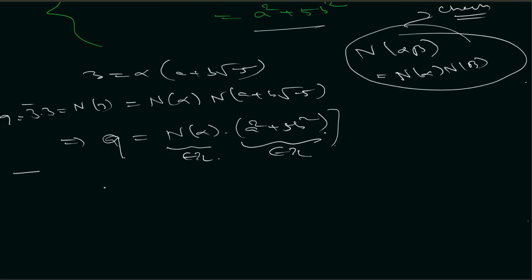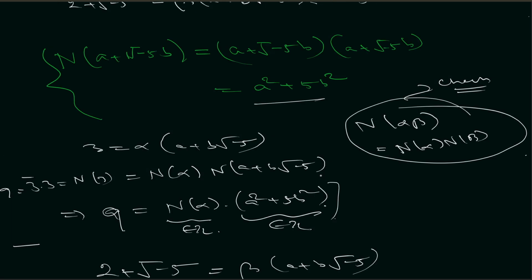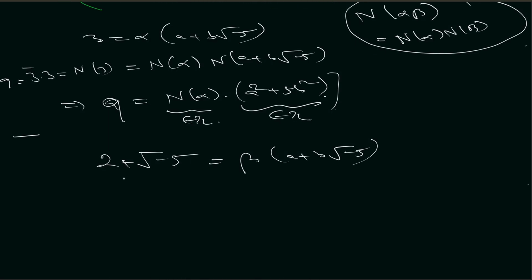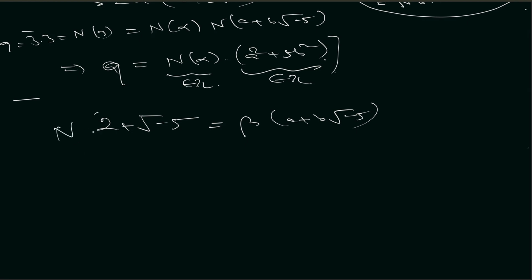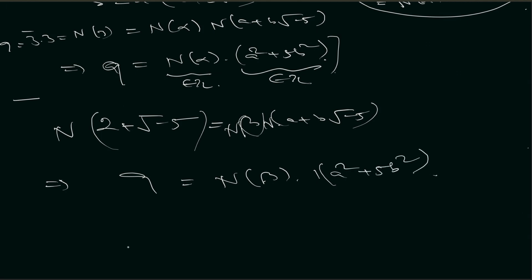Now come to another. What is 2 plus square root of minus 5? It is beta times a plus b square root of minus 5. Now you can take the norm on both sides: norm of beta into the norm of this. What is the norm of this? 2 plus square root of minus 5 into 2 minus square root of minus 5. This is 2 square plus root 5 square, that means 4 plus 5 is 9. This is actually norm of beta times a square plus 5b square. Is it not?